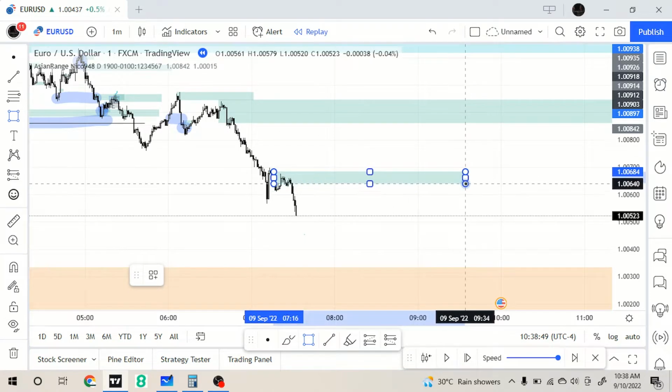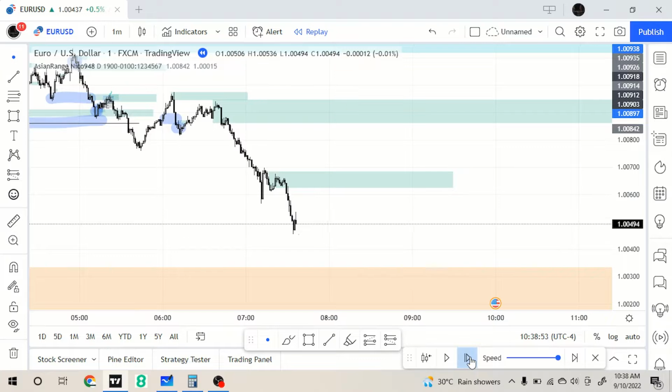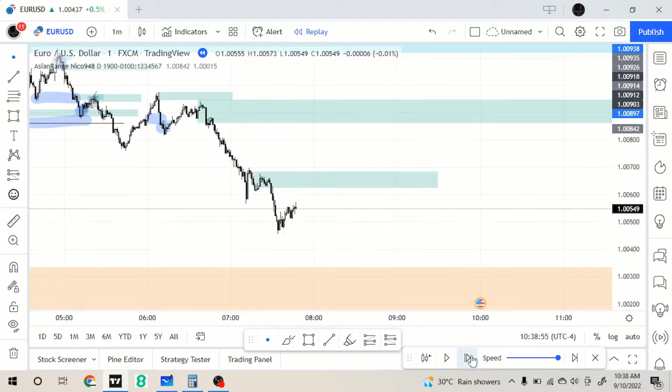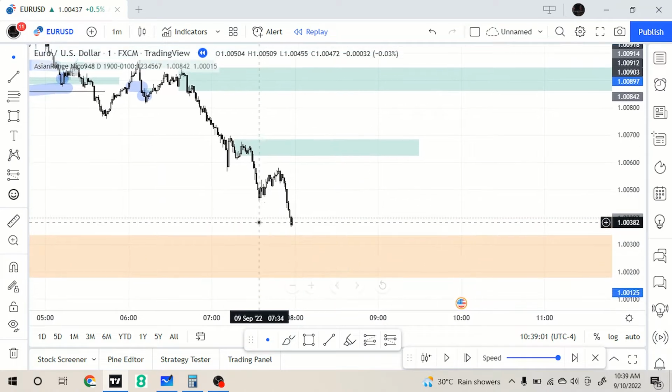So personally, I'll take the last impulse, which is this zone right here. That's the last impulse, that's your last supply zone, and then we're going to play price and see if price gets tapped into there. Okay, it's going up. Nope, it doesn't get tapped into it.